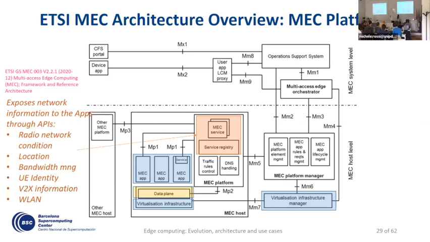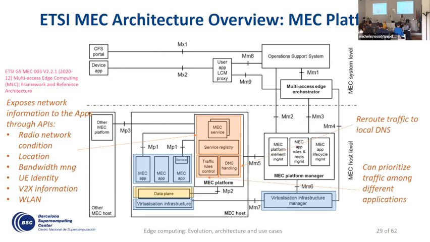And also all these lines are interfaces. So these are the MEC platform interfaces. You see, you have MM that are management interfaces, and these are external. So these are the different types of services that may run in the platform, and these are other applications that you can have. And then there are two more boxes. One is the traffic control rules, because you can have prioritization of traffic. And then you have this DNS handling.